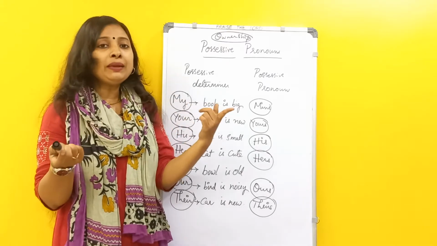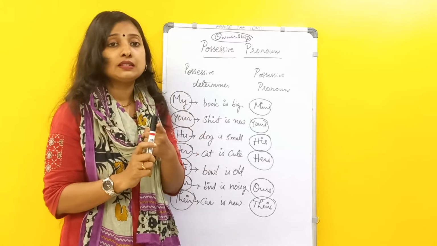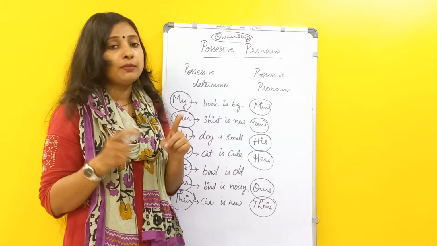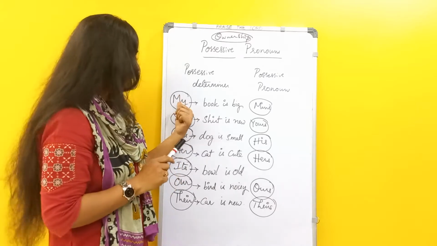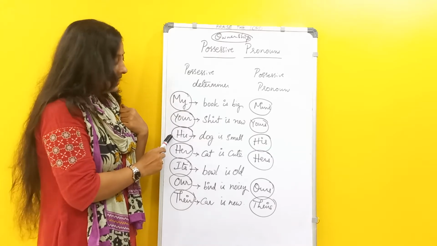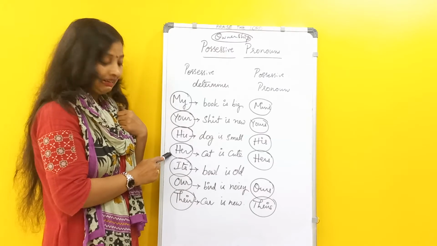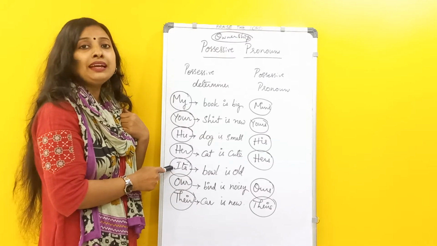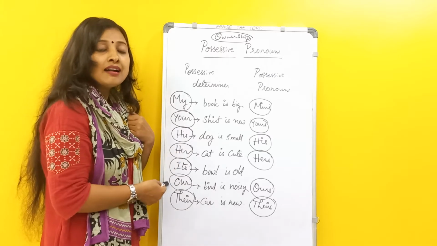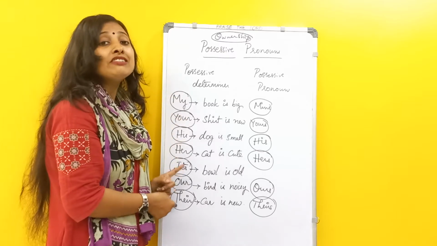We will become our. Remember there is no S. Though it is possessing something, though it is ownership, there is no S in this. You will become your. He will become his. She will become her. It will become its. We will become our and they will become their. So these are the possessive determiners.